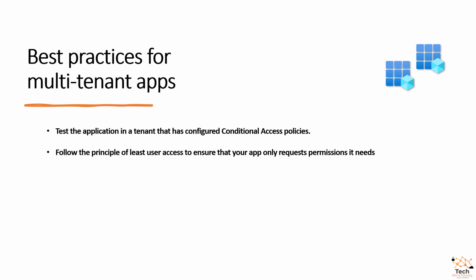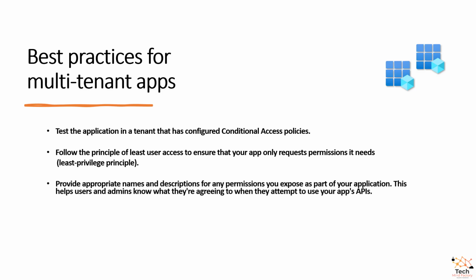Follow the principle of least privilege to ensure that your app only requests the permissions it needs. This is really important because it can look suspicious when your application asks for many different kinds of permissions to access organization data, users' profiles, user read-write, and so on. So be careful about it. Just use the minimum amount of permissions that your multi-tenant application needs to operate properly. So, least privilege principle here.